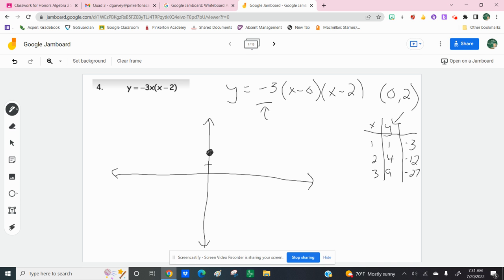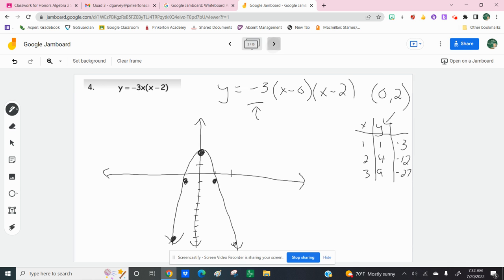I'm going to run out of room on my graph pretty quickly, but you can see from here I'm going to go over 1, down 3. So 1, 2, 3. And then I'm going to reflect that point, so I'll go negative 1, down 3. Then I'm going to go over 2 and down 12. So that's 1, 2, 3, 4, 5, 6, 7, 8, 9, 10, 11, 12. So I'll be down here somewhere. I'll reflect that point, and then I can just connect my dots this way. So that's how you would do number 4.